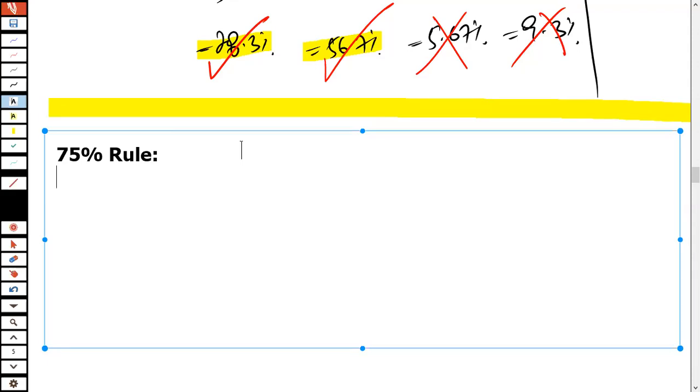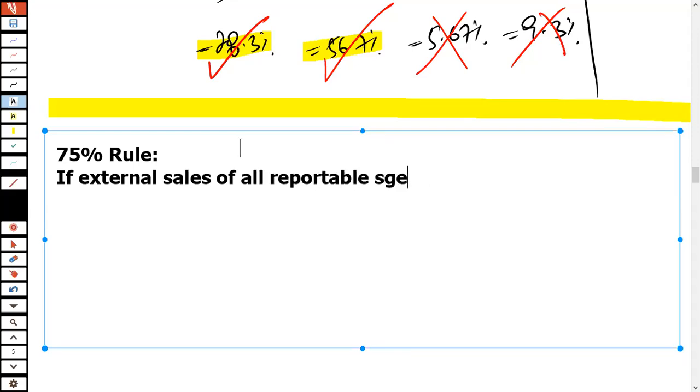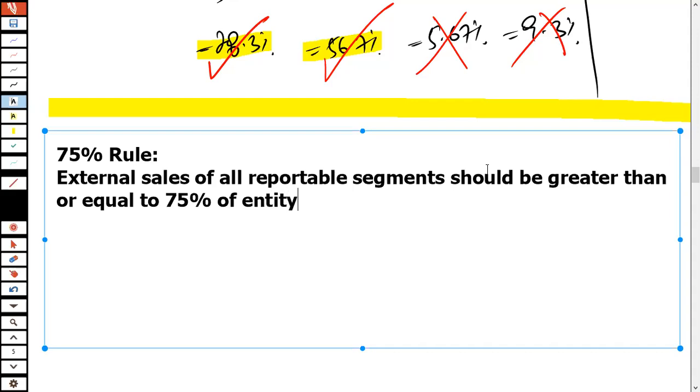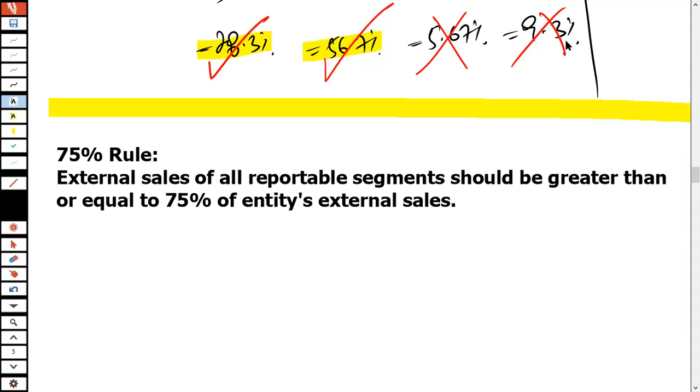The 75% rule says that the external sales of all reportable segments should be greater than or equal to 75% of the entity's external sales. I repeat, what does it say?